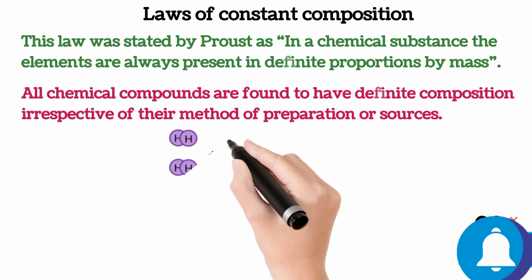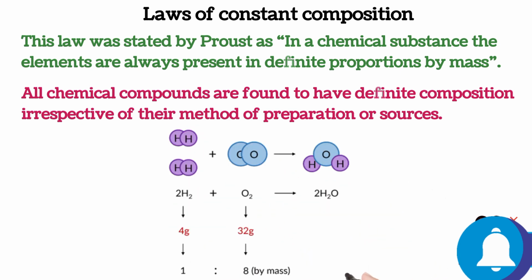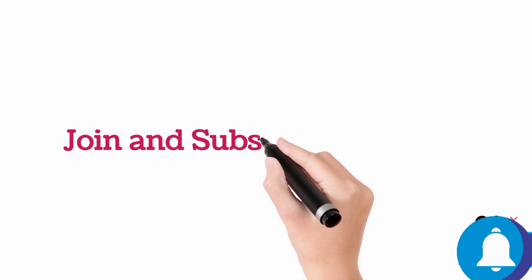So let's look at examples here. We have hydrogen plus oxygen to generate water. So we have 4 grams of hydrogen and 32 grams of oxygen. So by mass, the ratio is 1:8. So irrespective of the source of the water, the ratio will remain the same. The elements that are present in water will also remain the same.